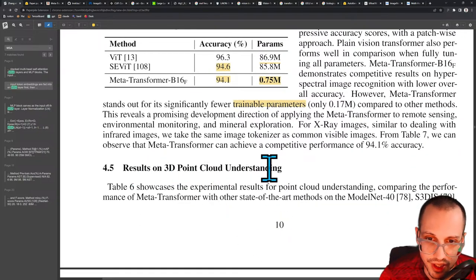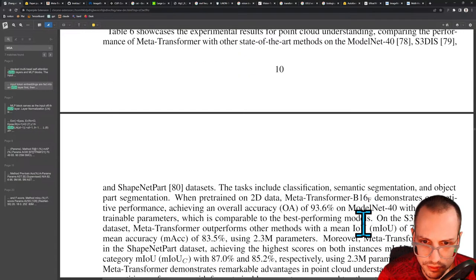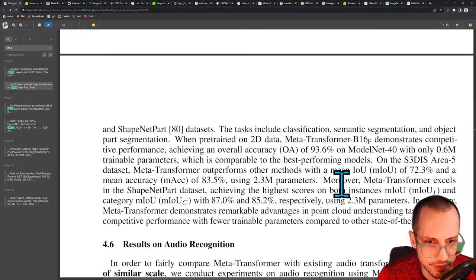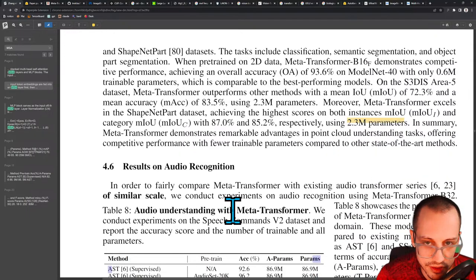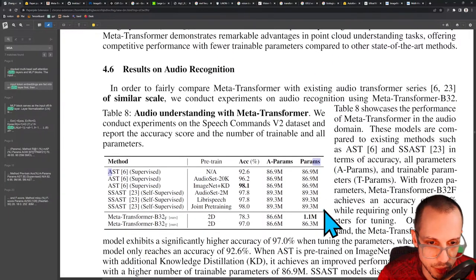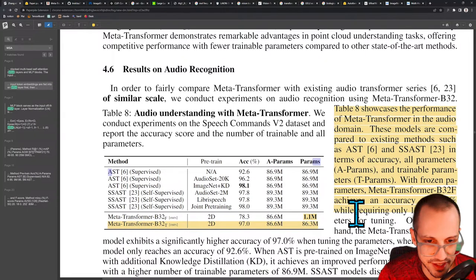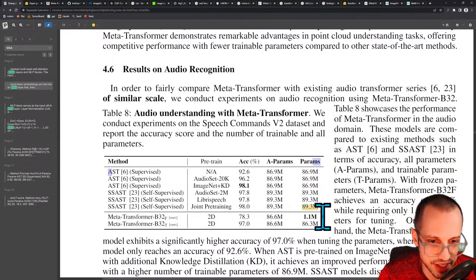Results on 3D point cloud understanding. Showcases the experimental results for point cloud understanding, comparing the performance of MetaTransformer with other state-of-the-art methods. Using 2.3 million parameters, again, under-reporting the number of parameters to make it seem like they're more impressive. Like, this is just so misleading here. I can't even take them seriously. This is pissing me off.